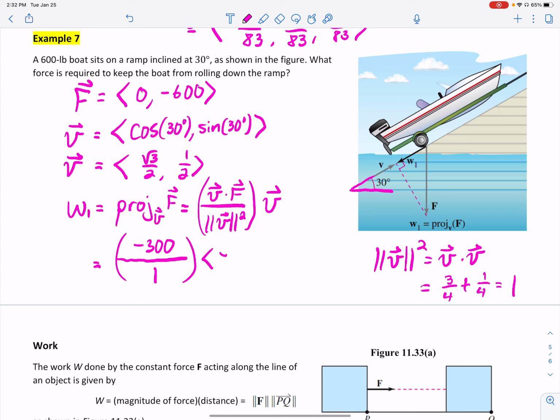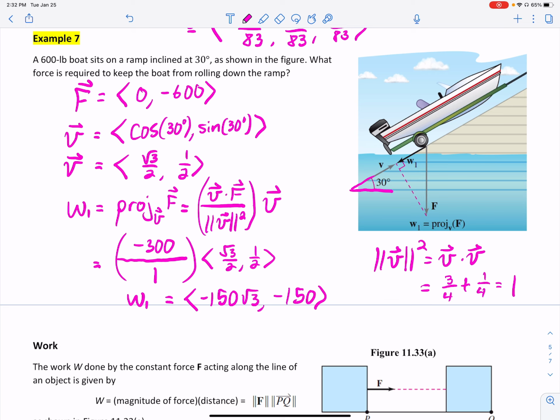Well, I have vector v, radical 3 over 2, 1/2. So W1 is equal to, I'm going to multiply negative 300 through there. So I got negative 150 radical 3, comma, negative 150. That tells me the direction of W1. That would tell me how far that is, given that we have a 600-pound boat sitting down. That's how much is in that direction.